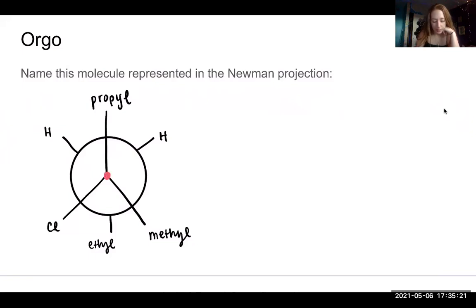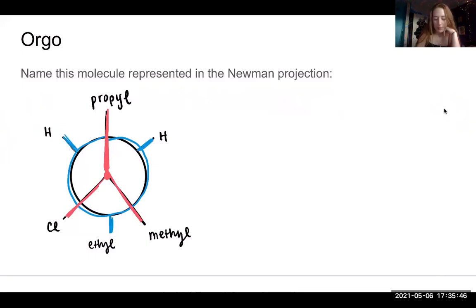So the dot in the middle here would be the carbon in front, okay? And the circle in the back would represent the carbon in the back, okay? Anything coming off of the carbon in this pink color would be coming off of the front carbon, and anything coming off of the blue would be coming off that back carbon.